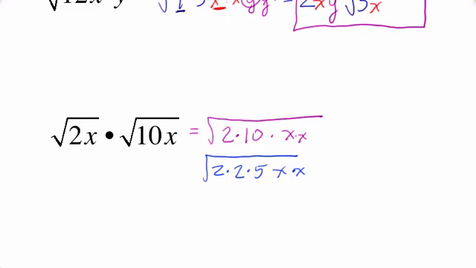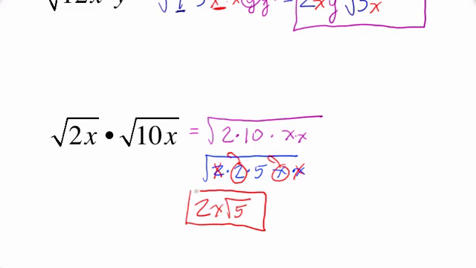And now I look for either perfect squares or pairs. If I see a pair of 2's, I'm going to cross out one of the 2's, I'll bring a 2 out. So 2 comes outside of the radical. I also see a pair of x's. I'm going to bring one out, cross one out. And lastly, I have a root 5. So the final answer is 2x root 5.